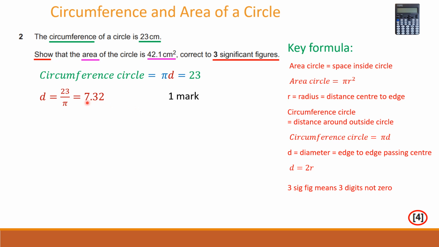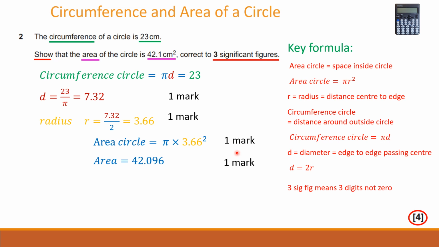Now, once we've got the diameter, we need to work out the radius. The radius is going to be half of my diameter. So I take my diameter, divide it by 2, and that will give me the radius for my second mark. Now we know the radius, we're going to put it into the formula for the area of a circle. So the area of the circle is pi times my radius, which is 3.66 squared. If you type that into the calculator, that will give me your third mark.